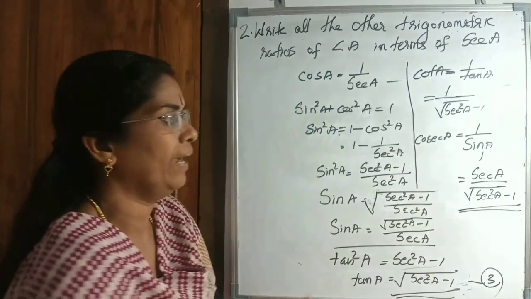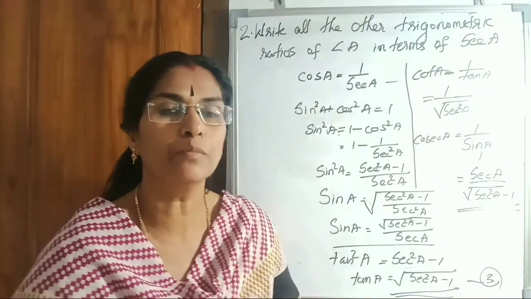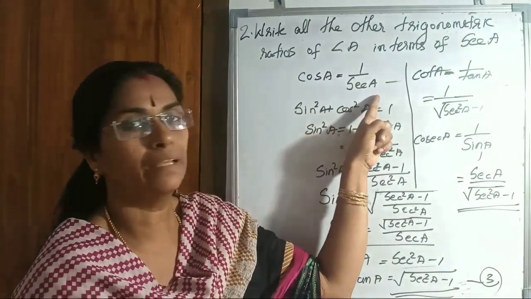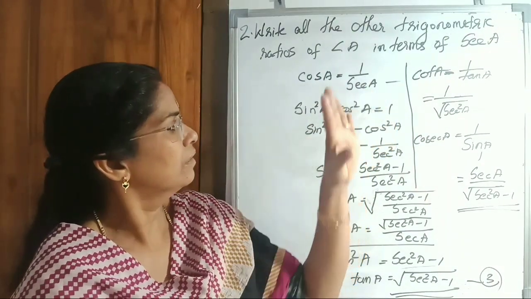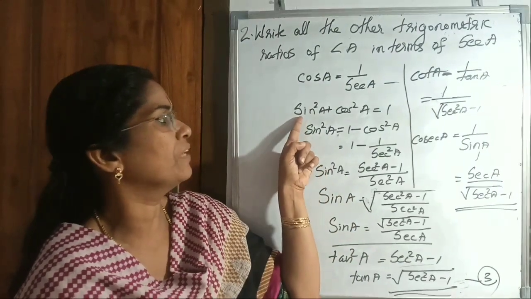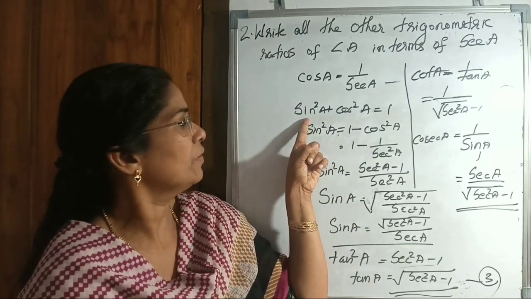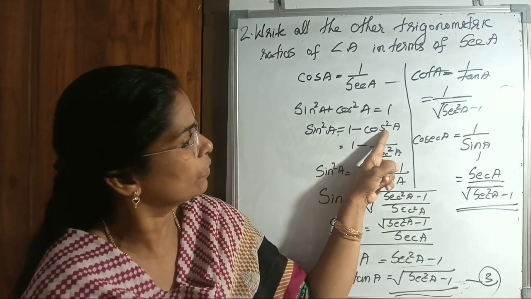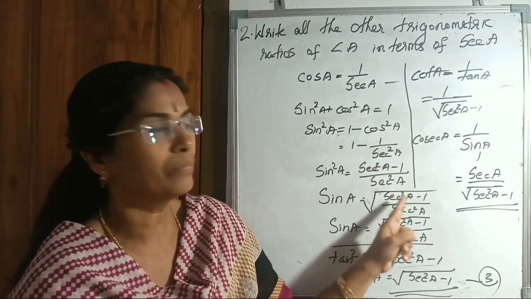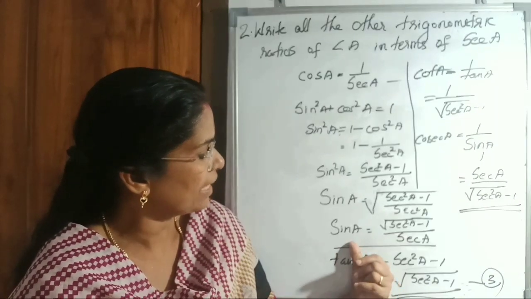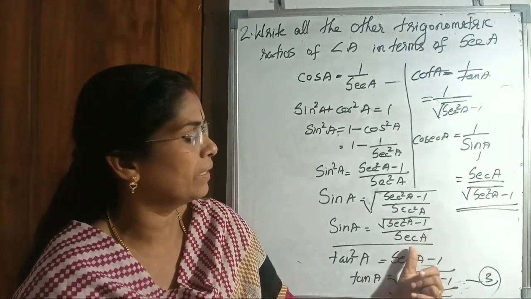So all the 5 identities we changed in terms of sec. First one, cos a is 1 by sec a. There is no change. Directly we are finding. Next one, sin a, we have to find out. For this we are applying that identity, sin square a plus cos square a equal to 1. After that we are substituting the value cos square a is equal to 1 by sec square a. From here we are taking LCM and finding the square root. So we will get sin a is equal to root of sec square a minus 1 by sec a.